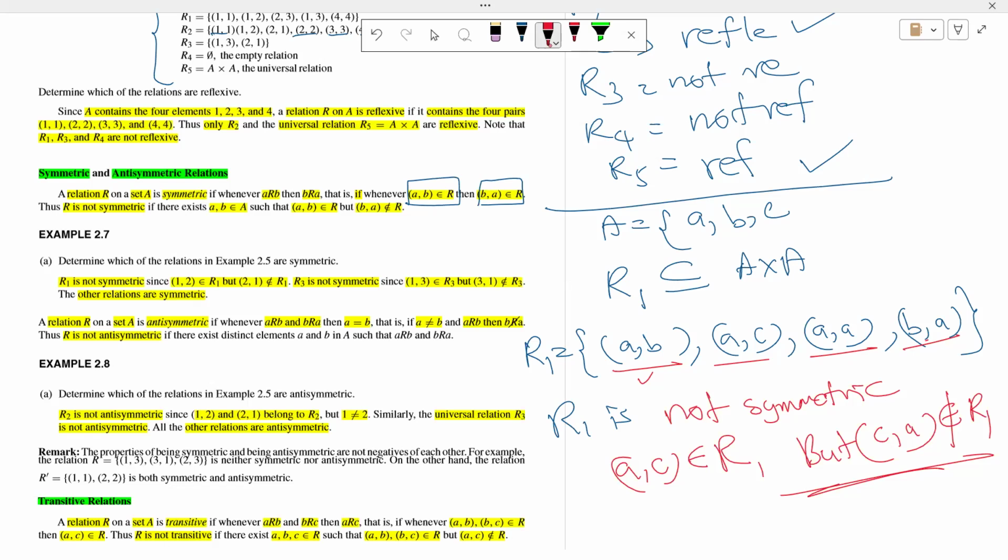You need to check the ordered pairs one by one. For the first ordered pair, check whether it has its opposite: A comma B means B comma A should also be there. If all the elements are that way, we can say the relation is symmetric.